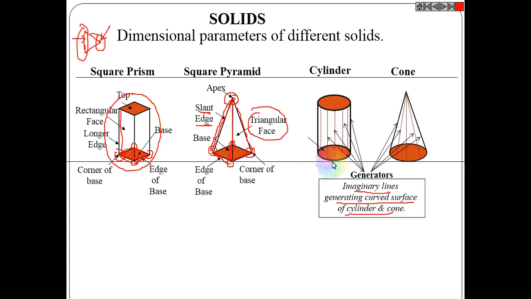This is just a representation used while doing the problem, a connection between the top face and the bottom face by a straight line. These imaginary lines we call generators. In the problem, they might say the cone is resting on one of its generators on HP. So generators are a parameter we define only in cylinders and cones.